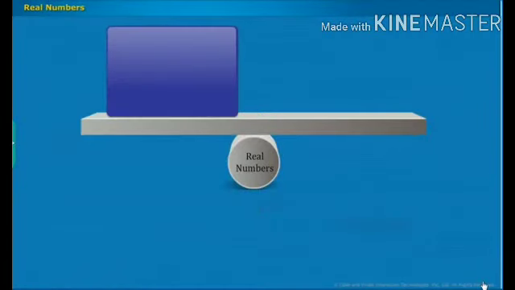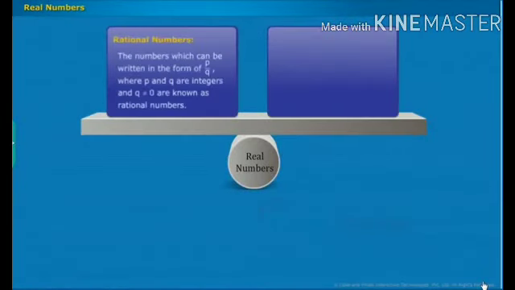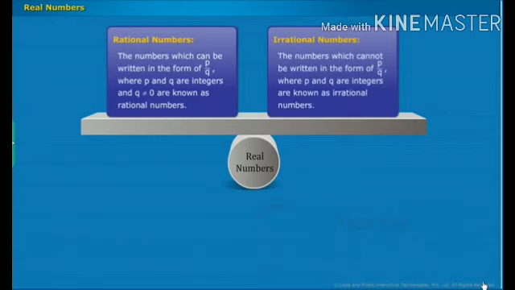Now, let us discuss real numbers. Rational numbers: the numbers which can be written in the form of p by q, where p and q are integers and q not equal to 0, are known as rational numbers. Irrational numbers: the numbers which cannot be written in the form of p by q, where p and q are integers, are known as irrational numbers. The combination of rational and irrational numbers is known as real numbers.